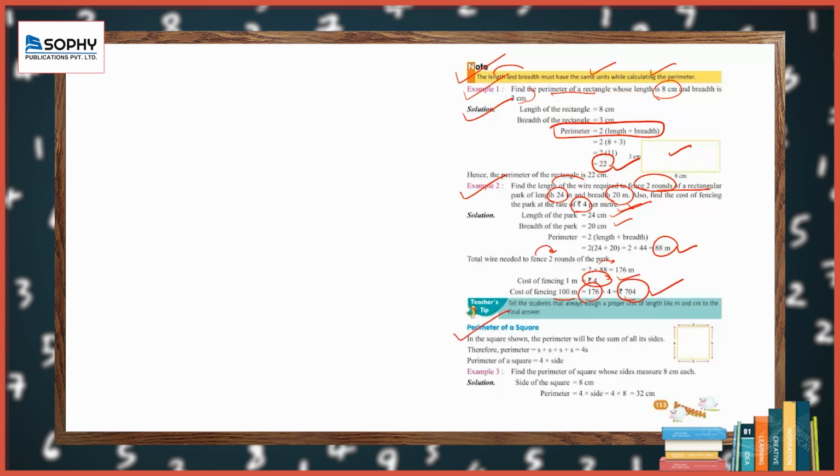Now let's look at the perimeter of a square. In the square shown, the perimeter will be the sum of its sides, students. Here is the side and all the sides are equal. So the perimeter will be 4 into side, or 4s.